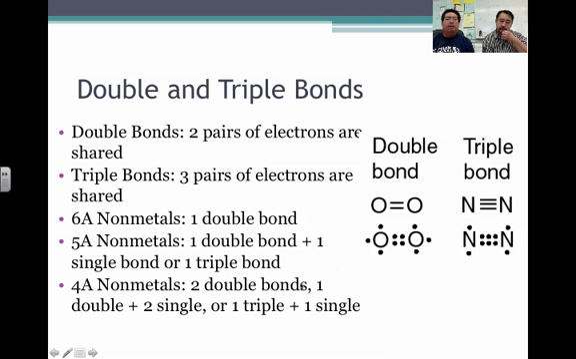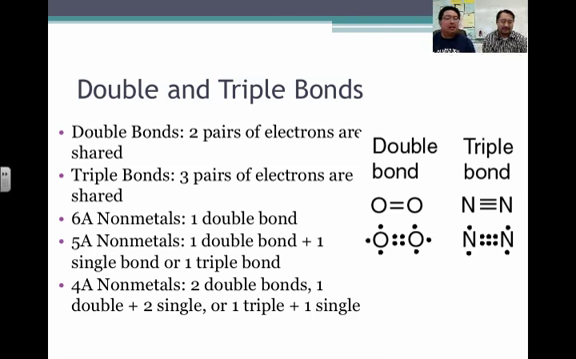We can also have double and triple bonds if necessary. A double bond is simply when 2 pairs of electrons are shared. Triple bonds are when 3 pairs are shared. So showing up with the 6A elements, you get a double bond, and then with the 5A, where you can have up to 3 bonds, you can have a double and a single bond, or one triple bond.